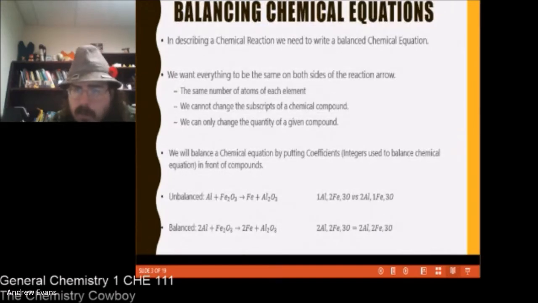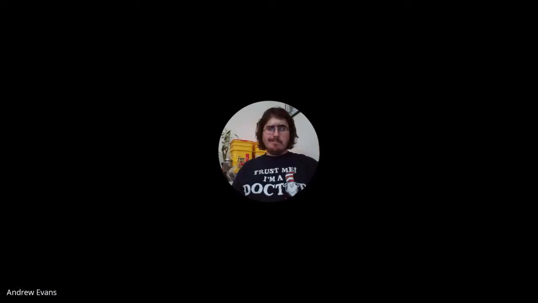When it comes to balancing a chemical reaction, we want to make sure that we have the same number of atoms of each element on both sides of the reaction arrow. And that's the basic gist of it. We cannot change the subscripts, as I said. We can only change the quantities of a given compound. So we can't make O from O2. We have to use O2 as a diatomic, so we have to balance everything else.